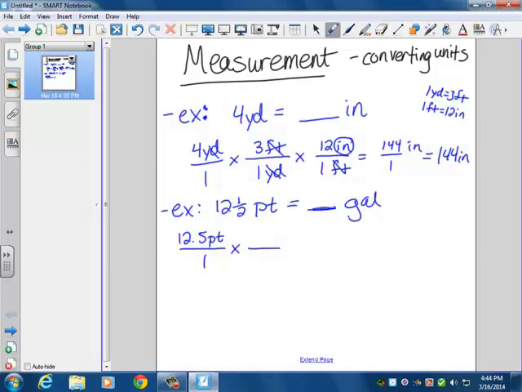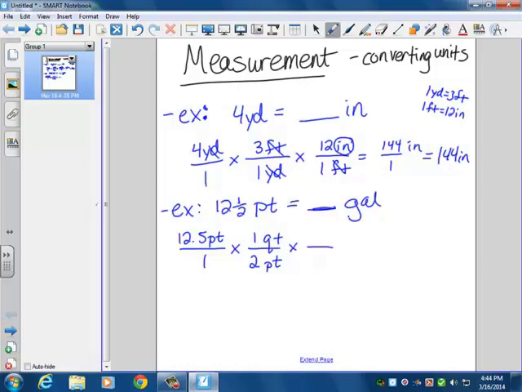Okay, so now I'm not even going to think about my next step until I put my pints on the bottom, because I know I want to cancel out pints. So if I am trying to go from pints to gallons, I'm trying to go to something bigger. The next thing that I know is quarts. I know that 1 quart equals 2 pints. Always be looking at your conversion sheet to help you figure out, well, where does the 1 go? Where does the 2 go? 2 goes with pints, 1 goes with quarts.